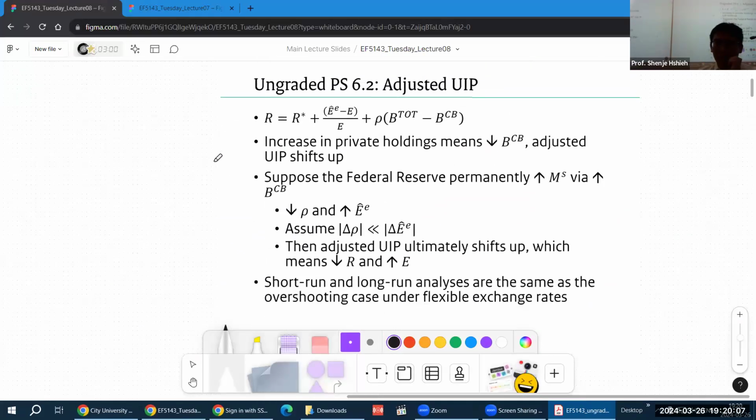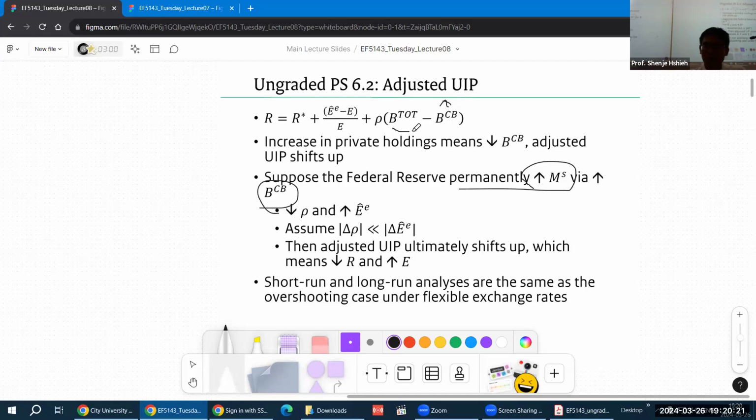Okay. So we're talking about a permanent increase in money supply. It's an increase, right? Yes. And it's going to be done through BCB. And we know what's going to happen. Increasing BCB is going to make this entire expression lower, which is going to make rho lower, which means that the inequality is going to go this direction, which means E has to respond in such a fashion that elevates this entire right-hand side, and that's only possible through lower E, right?